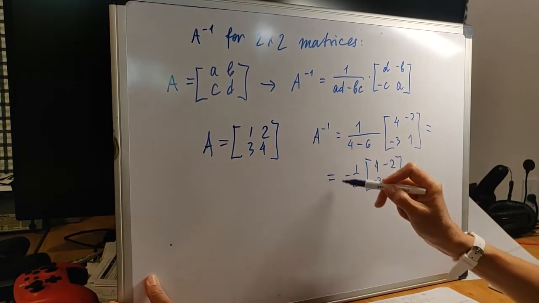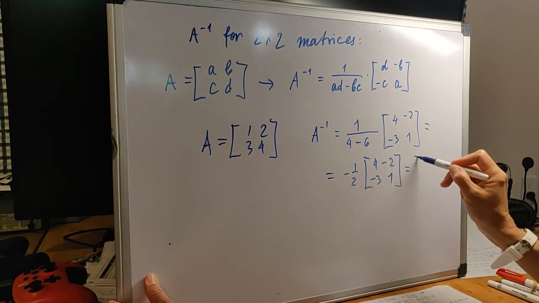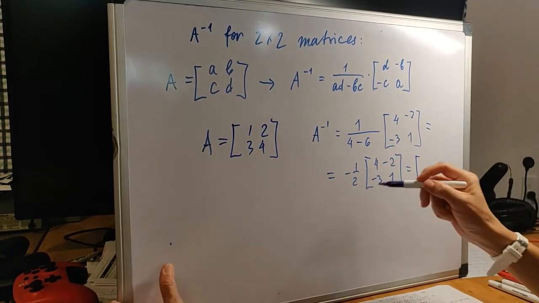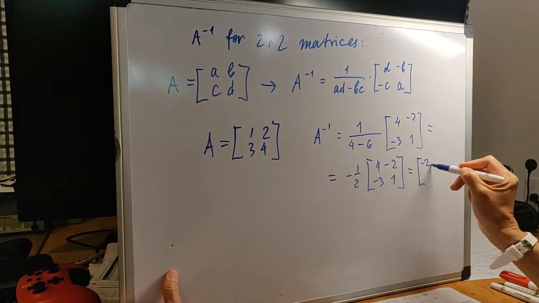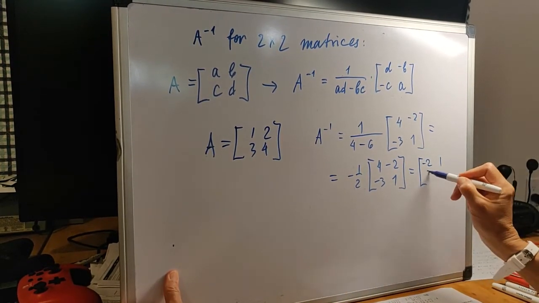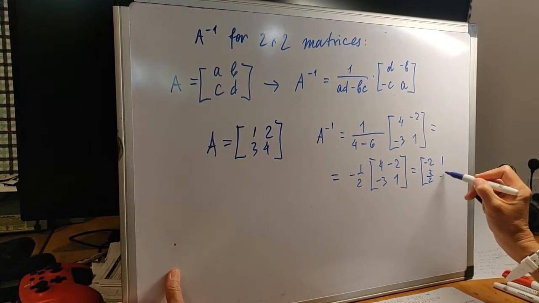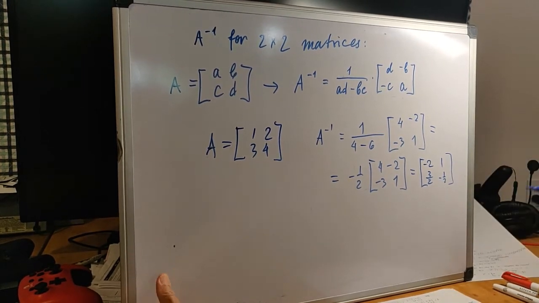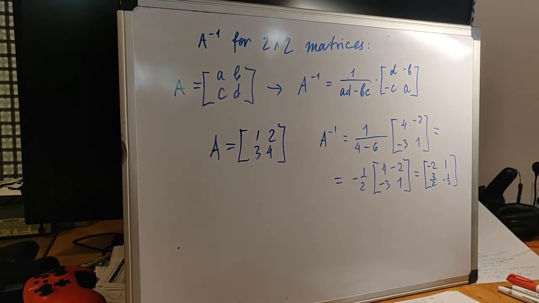Well, what I can do is multiply this negative 1/2 by every element and get a matrix without a coefficient. That's going to be minus 2, right? 4 multiplied by 1/2. This one is going to be 1. This one is going to be 3/2. And the last one is going to be minus 1/2. Doesn't look very nice, but that's how we find the inverse.